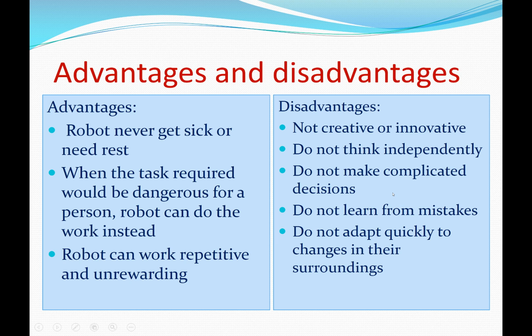They don't make complicated decisions. Now that is kind of changing somewhat. With artificial intelligence, robots are beginning to make more and more complicated decisions. But for the most part, you can simply say most robots can't make complicated decisions, right? They do not learn from mistakes.